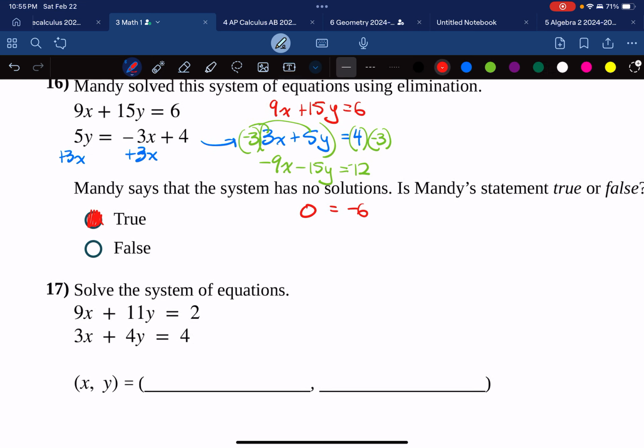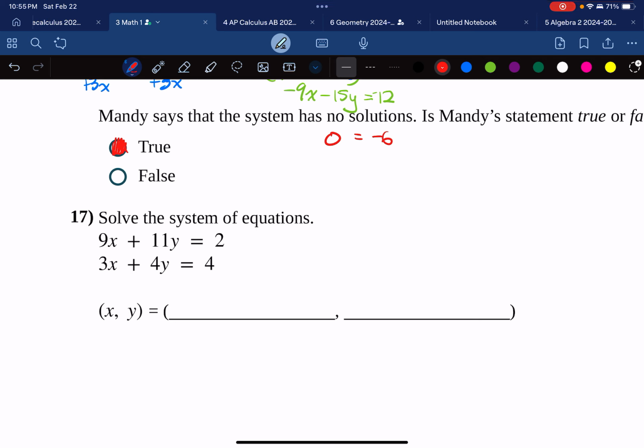Truly correct. All right, number 17. Solve. As easy as it gets, guys. To solve this one, I'm noticing that my variables are lined up, which means I want to use elimination on this one. 11 and 4 are co-prime. They don't share any factors.